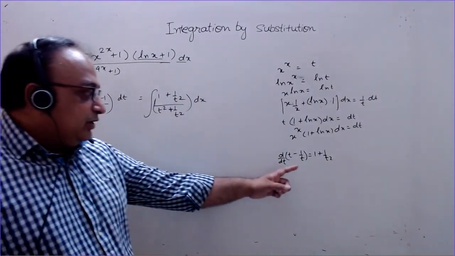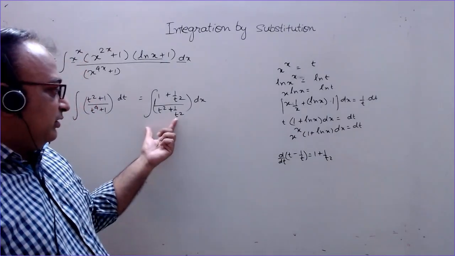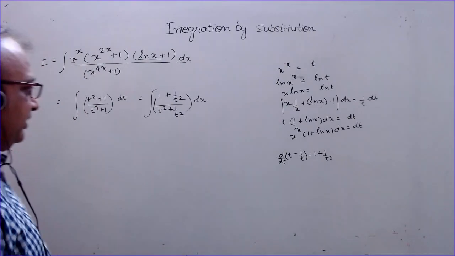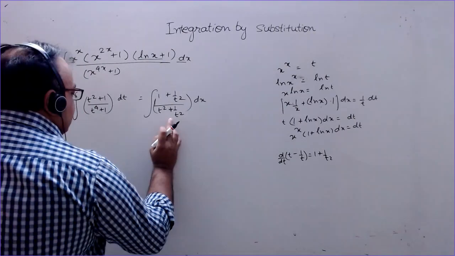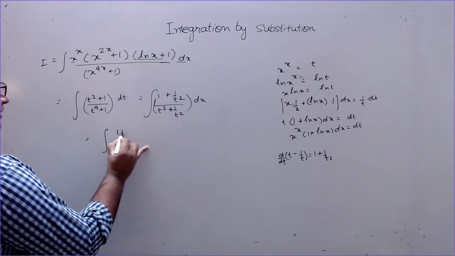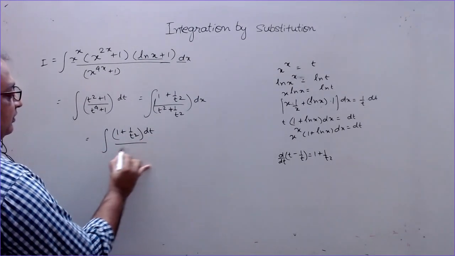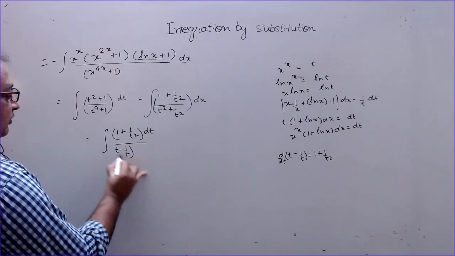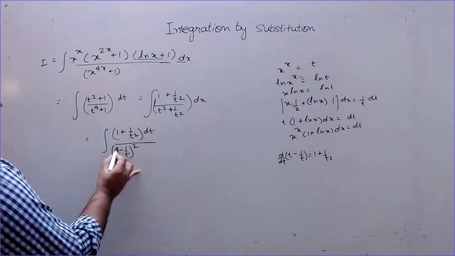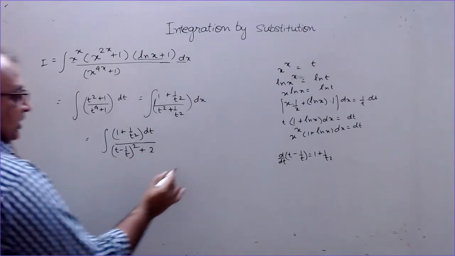So I will try to write this denominator term in terms of t minus 1 by t. This can be written as the square of t plus 1 by t and t minus 1 by t. So we will write this in terms of t minus 1 by t, t minus 1 by t whole square. So t square plus 1 by t square minus 2, so we add plus 2. Now you can substitute this again.